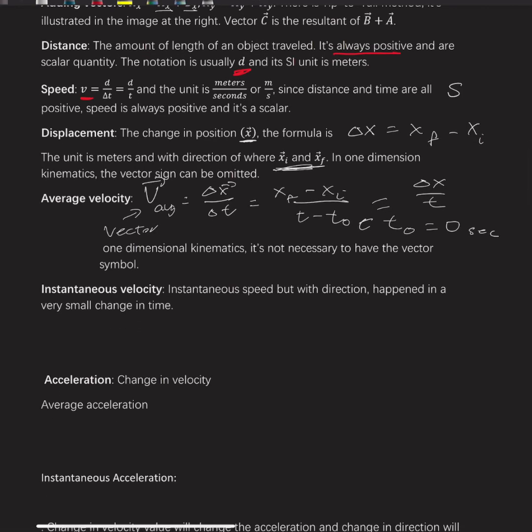Instantaneous velocity. It's the instantaneous speed, but with direction. It happens in a very, very small change in time. So what it means is that velocity, instantaneous, is equal to the limit as delta t approaches 0 of the change in displacement over change in time, which is equal to the derivative of position with respect to time. This is not tested on the AP Physics 1 exam, but this is the calculus notation for the instantaneous velocity.